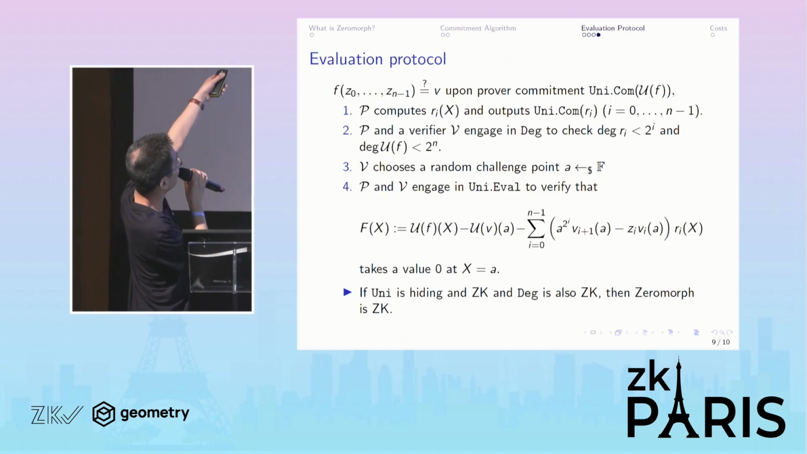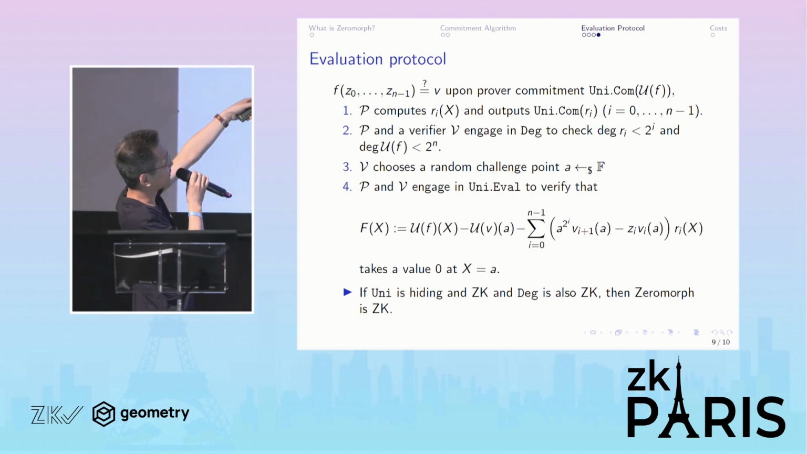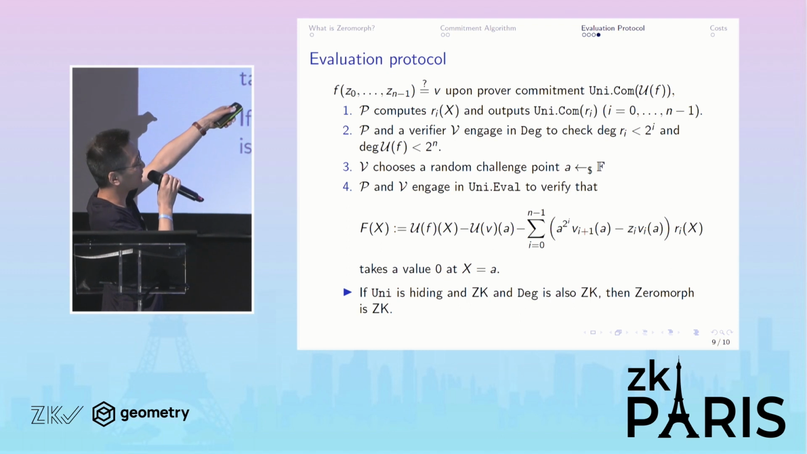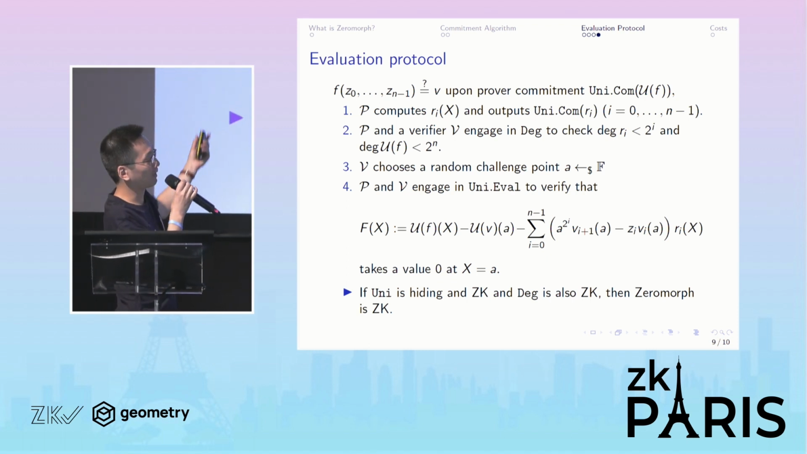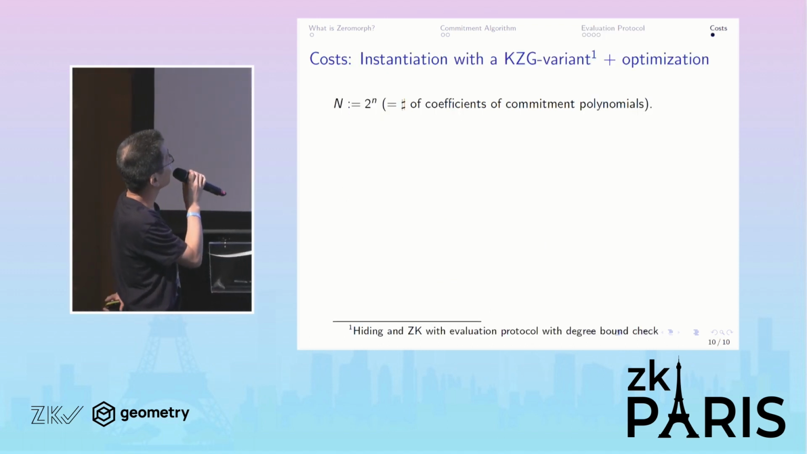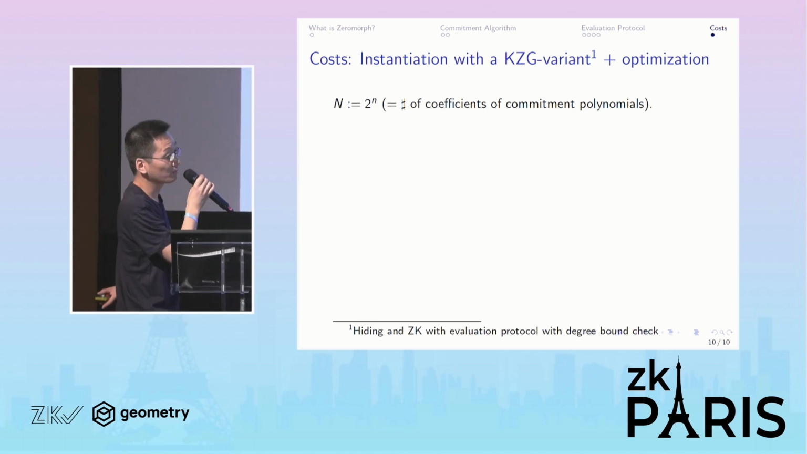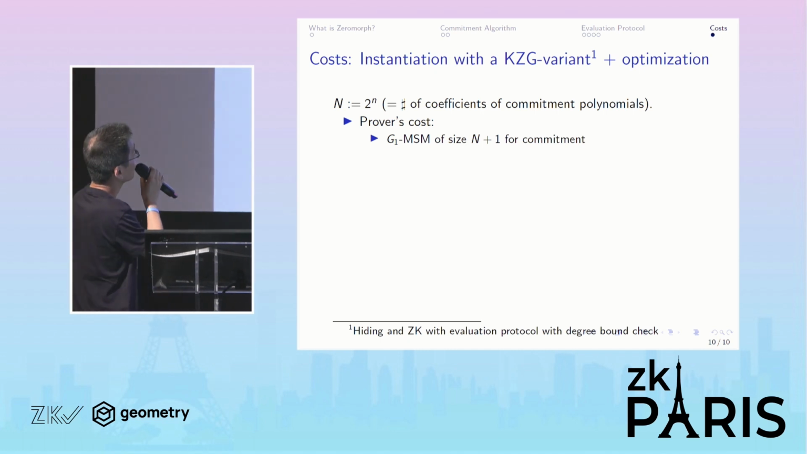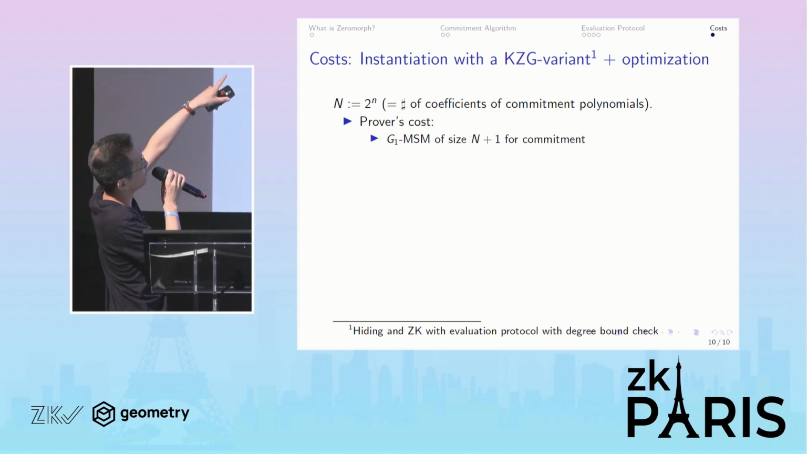Okay, so finally the cost. This evaluation doesn't look so efficient, but if we instantiate it using the KZG univariate commitment scheme as the underlying commitment scheme, we can merge steps 2 and 4 together, do some optimization, and achieve the following. Let capital N be 2 to the n, the number of coefficients of the committed polynomial.